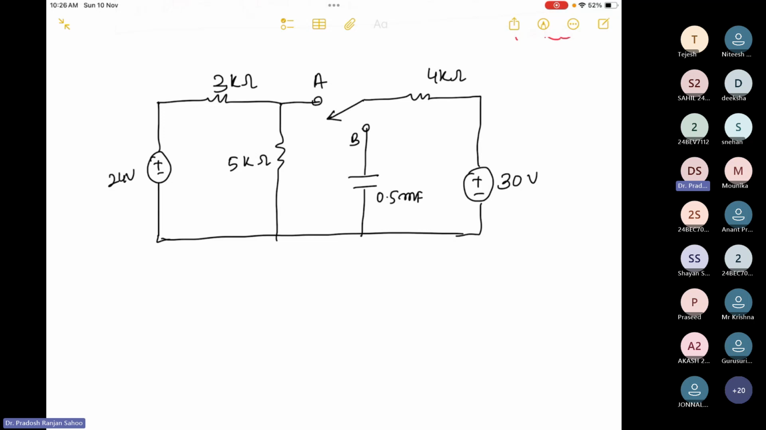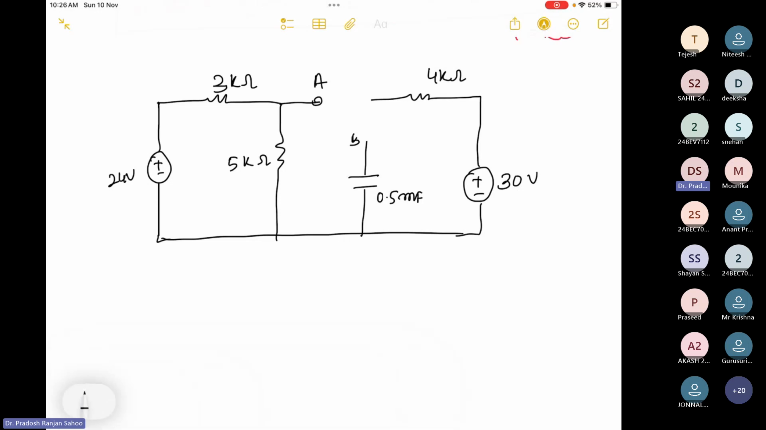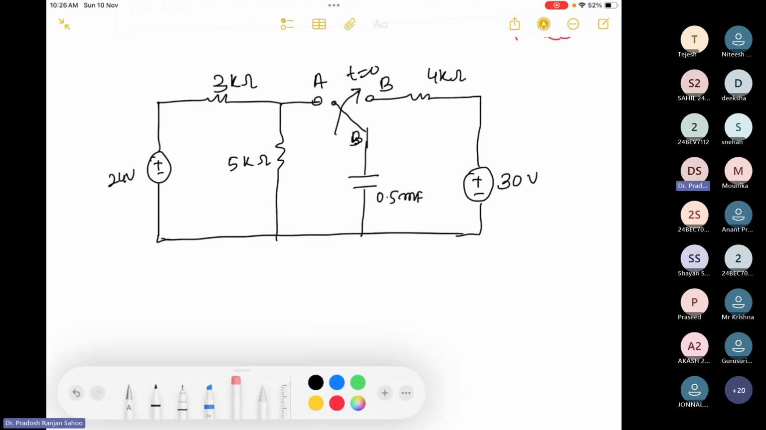Just hold for a minute. The circuit is like this. This is your B. The slight correction here.